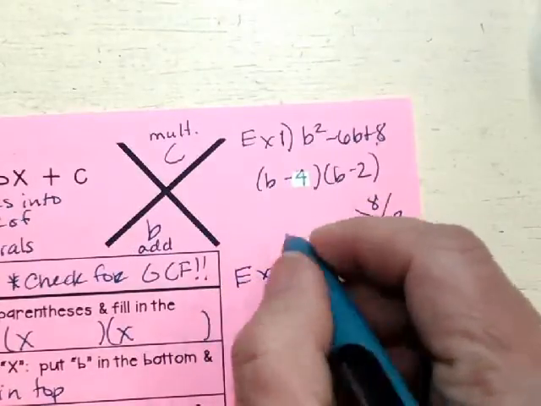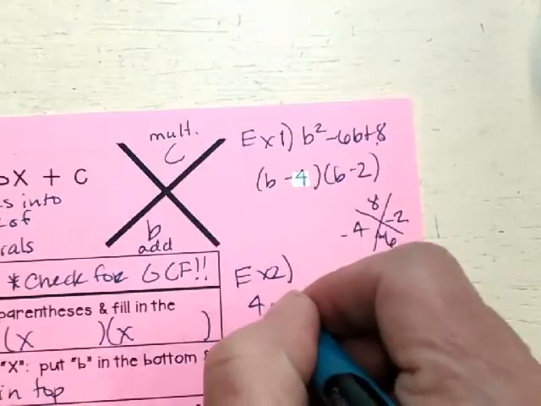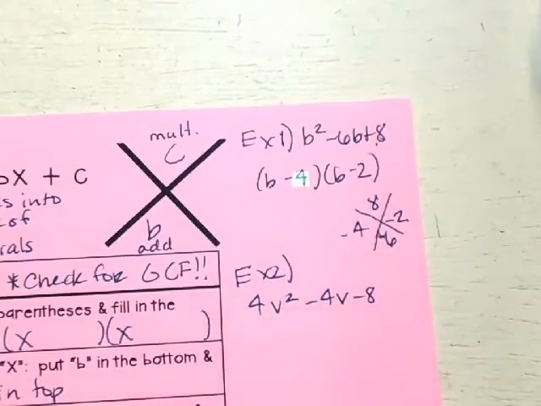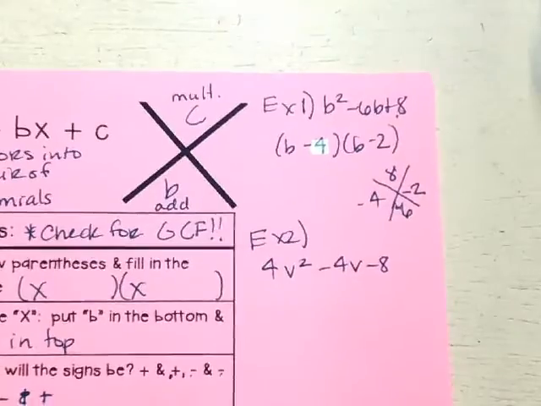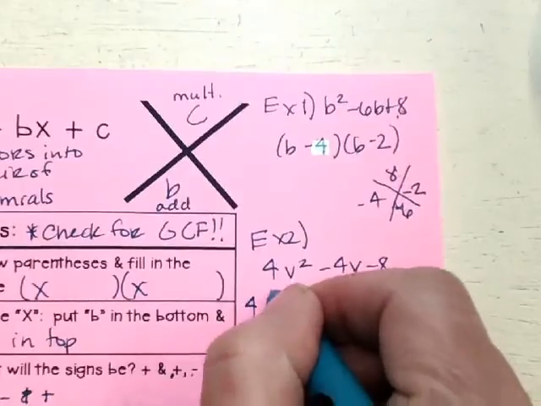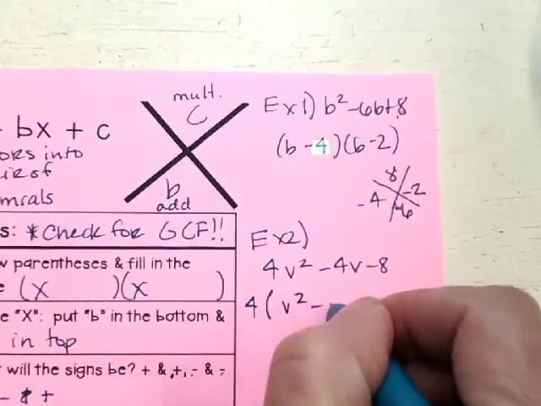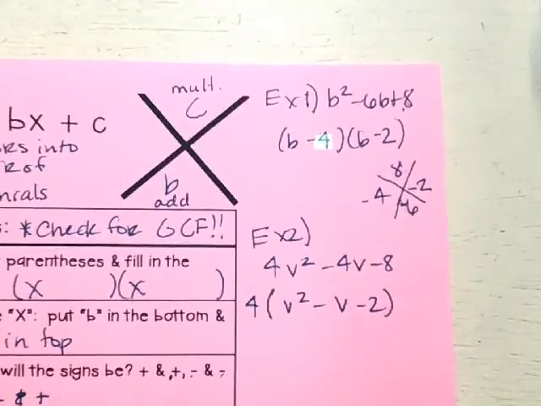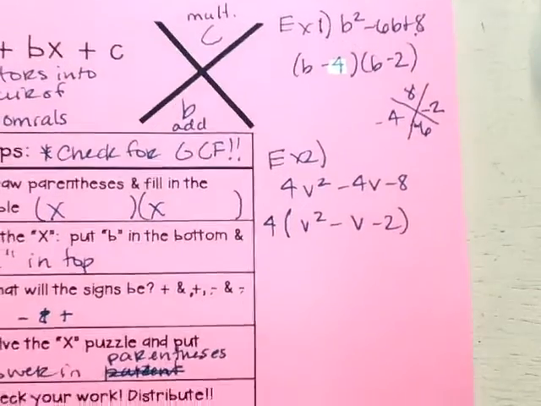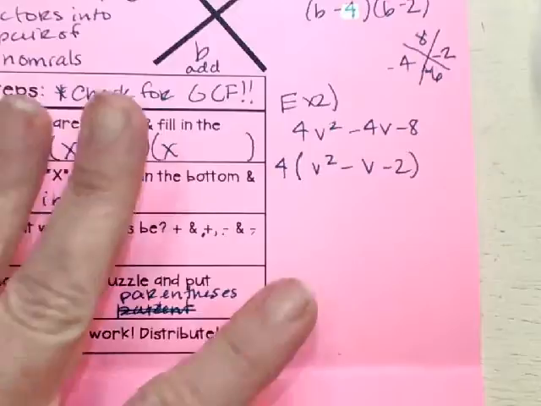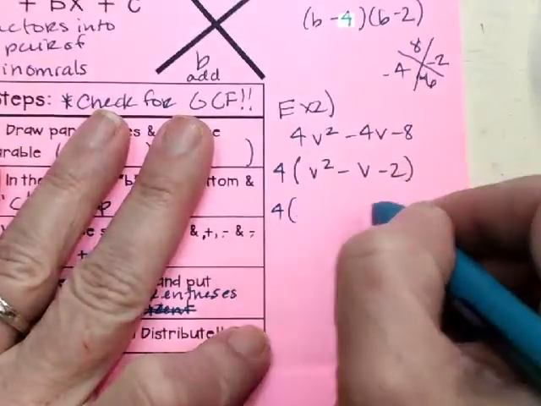I have 4v squared minus 4v minus 8. Check for a greatest common factor. Yes, it is 4. So I'm going to take out a 4, and that leaves me with v squared minus v minus 2. Now, I didn't use square brackets on this one because I'm not grouping, and I don't really need those square brackets. But if those square brackets make you comfortable and make you happy, use them.